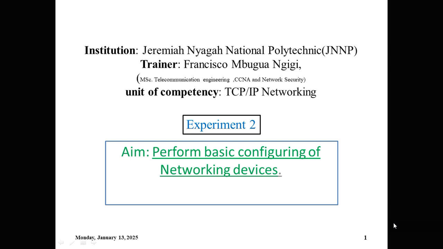My name is Francisco Mbugwangige, and in our experiment 2, our aim is to perform basic configuring of networking devices. So we want to configure the networking devices.